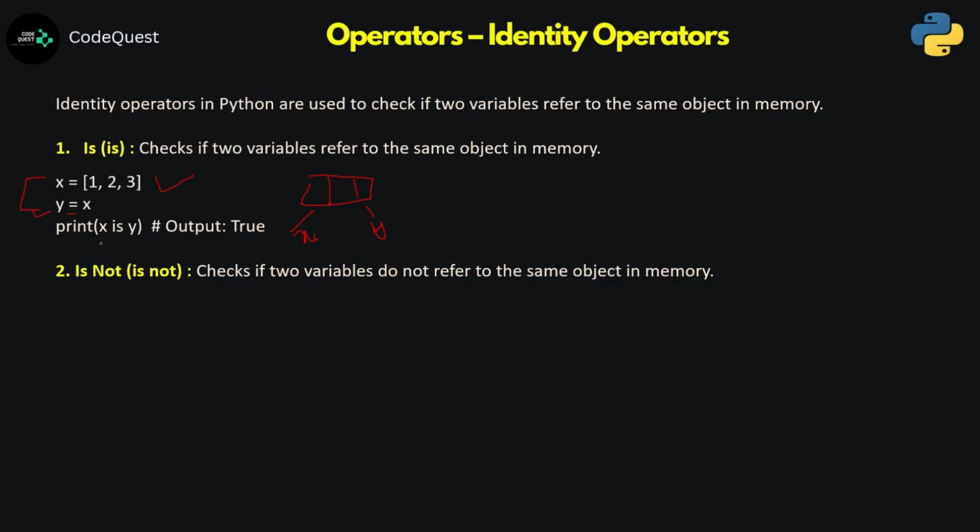Hence when I'm checking x is y, it is going to see what is the address x is referring to, what is the address y is referring to. If it is the same, then I'm going to get True.